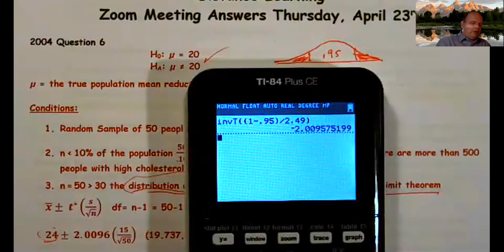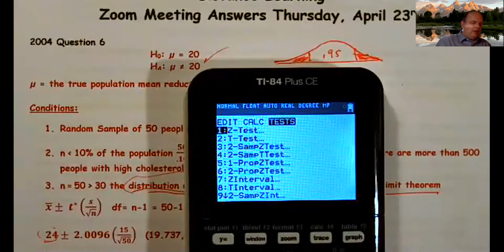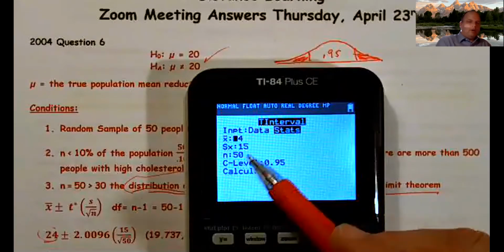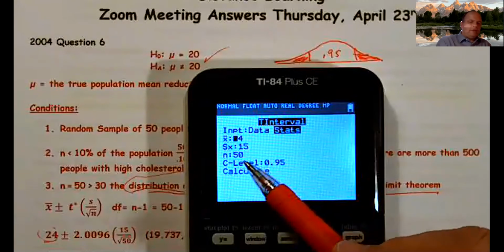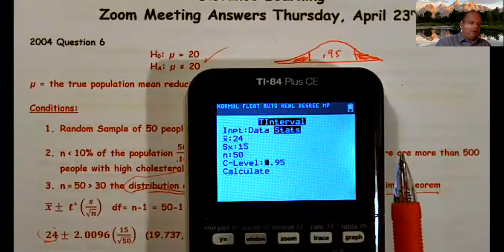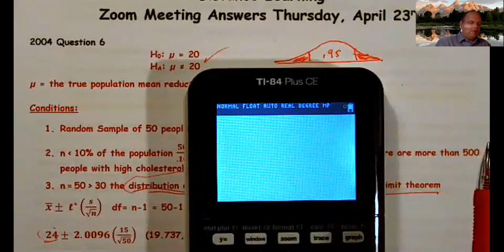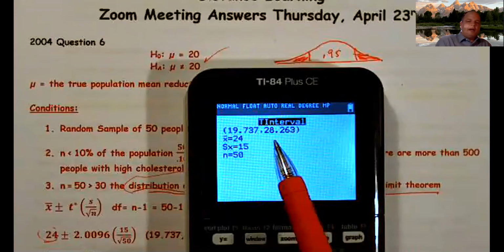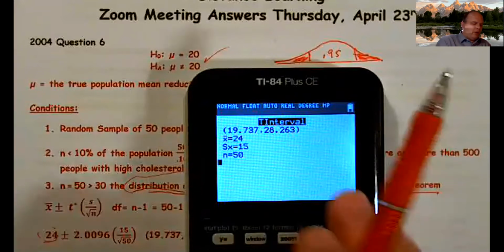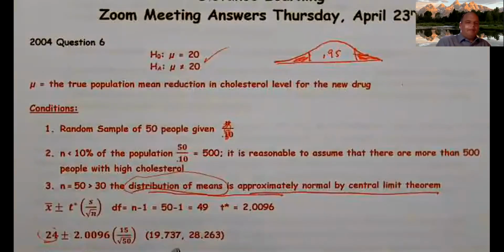So at that point, I'm going to go STAT TESTS, and I'm going to scroll down until I find T-Interval, which is 8 on my calculator, and I plug in 24, my standard deviation of 15, my sample size of 50, and my confidence level of 0.95. And there's my interval, 19.737 to 28.263. So I record that.